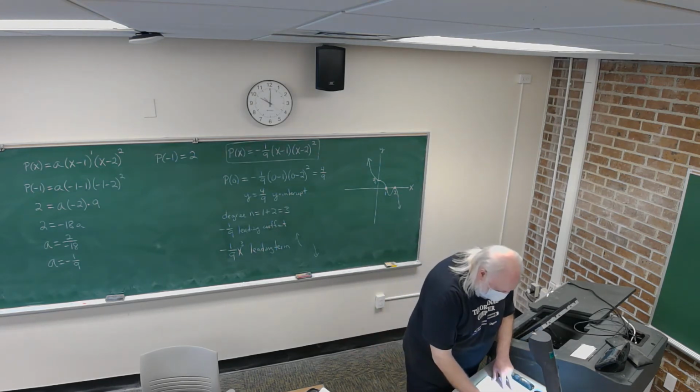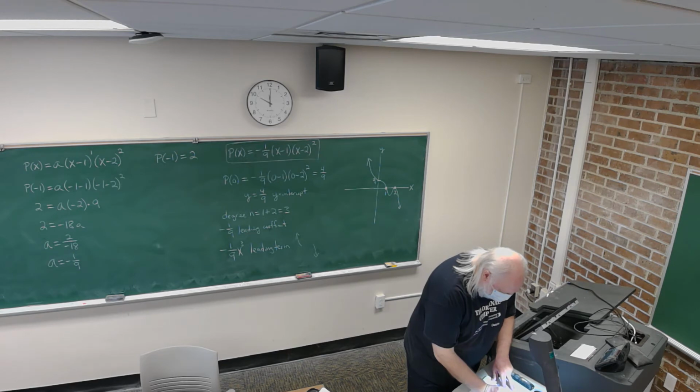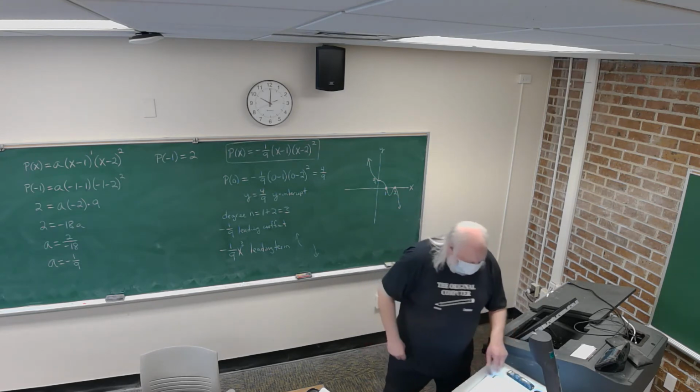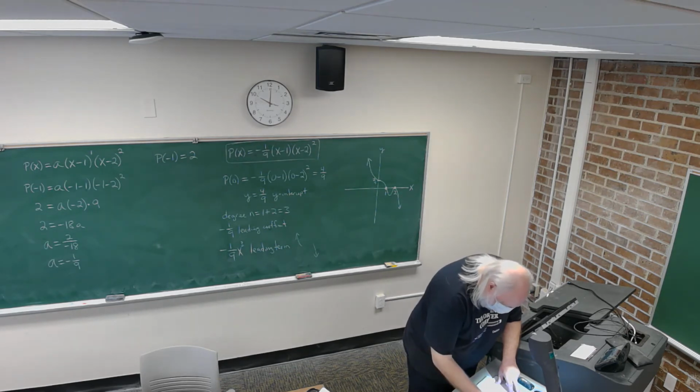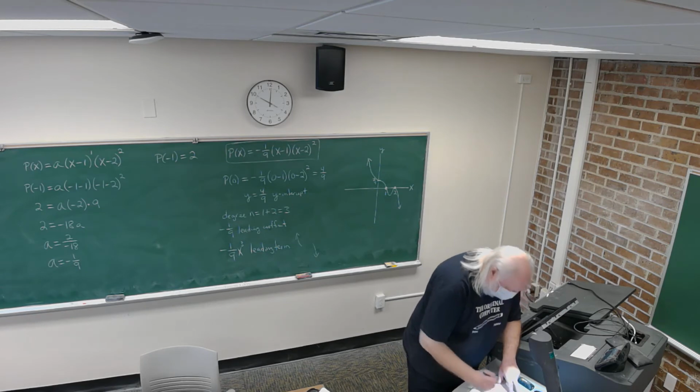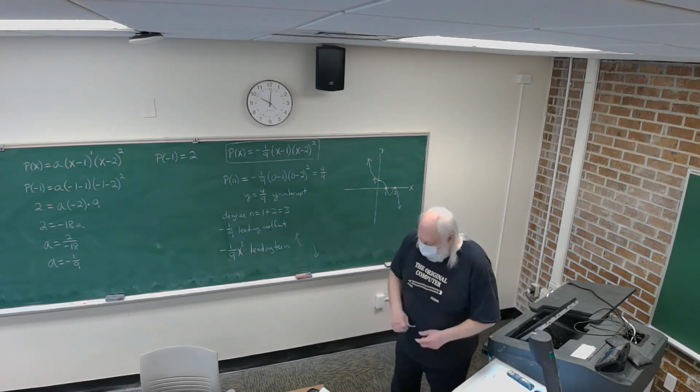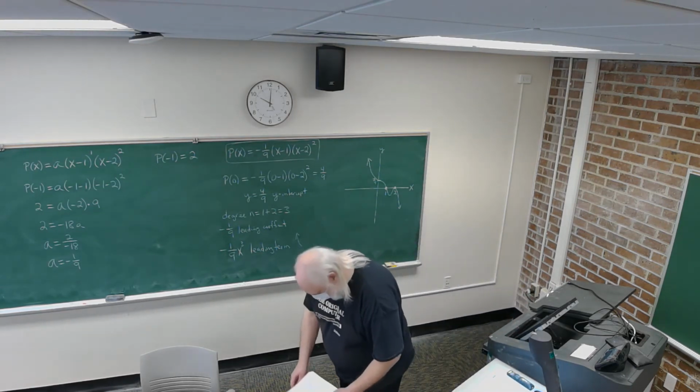This says that as x goes to minus infinity, so we're talking about large negative values of x, we're talking about the left end behavior. As x goes to minus infinity, p of x is going to minus infinity. So that means the left end is going down as well. Okay. So both the left end and the right end go down. That's what this is telling us right here. Okay. All right.